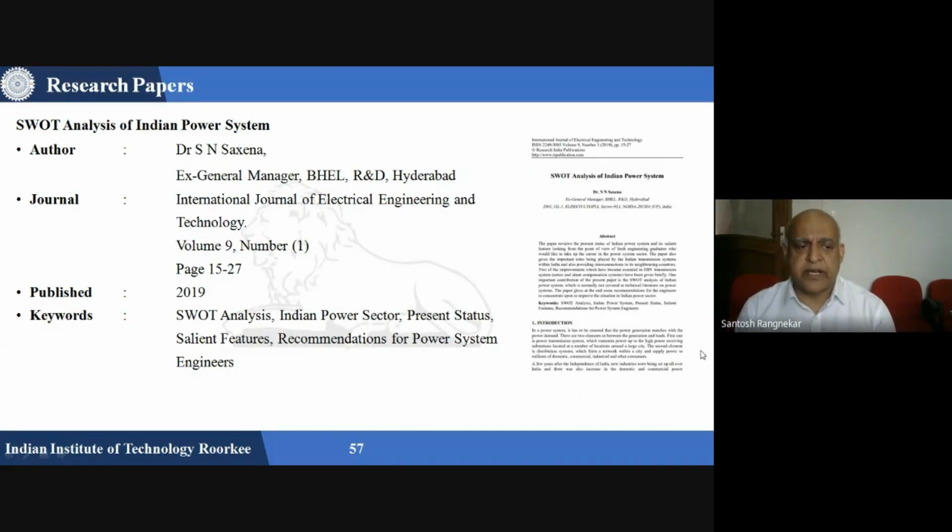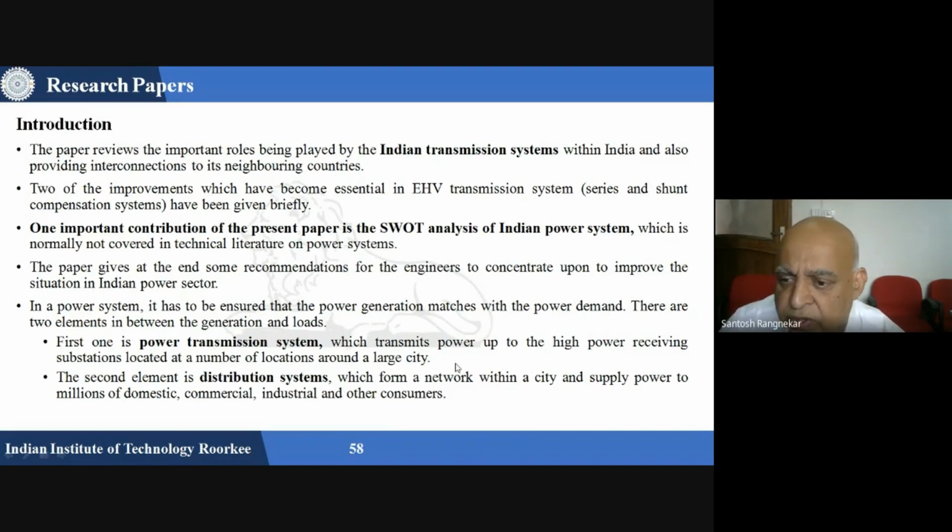Now, this particular paper has been published with the abstract given here, and you can find out how this paper reviews the important roles being played by the Indian transmission system within India, and also providing interconnections to its neighboring countries. Two types of improvements which have been essential in the EHV transmission system are given briefly. One important contribution of the present paper is the SWOT analysis of the Indian power system, which is normally not covered in technical literature on power systems. The paper gives at the end some recommendations for engineers to concentrate upon to improve the situation in the Indian power sector.